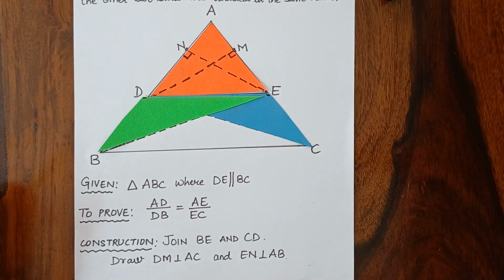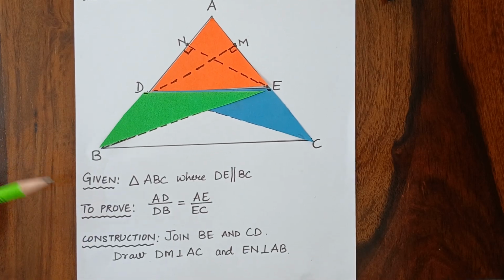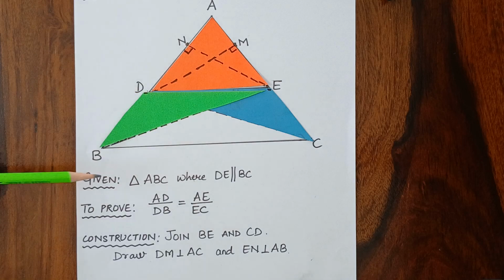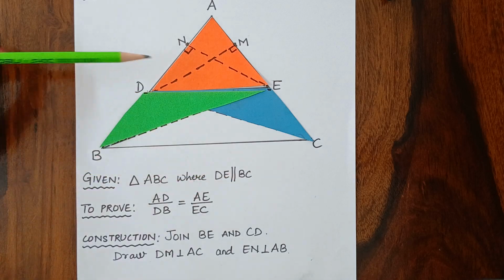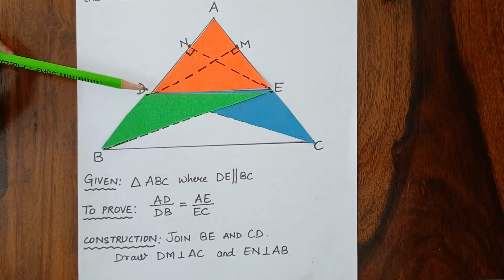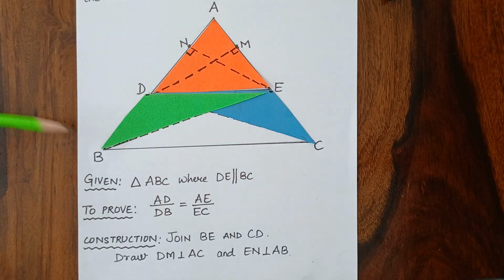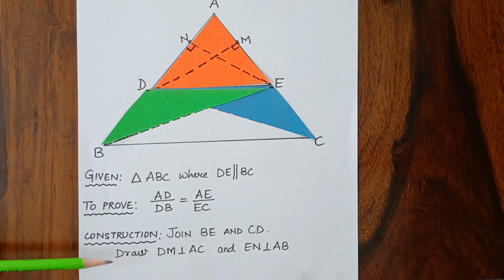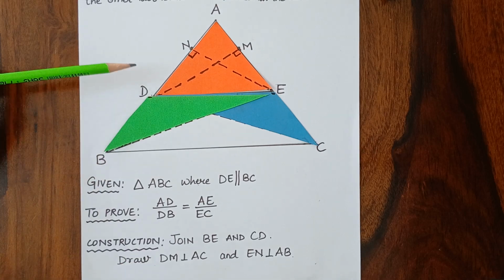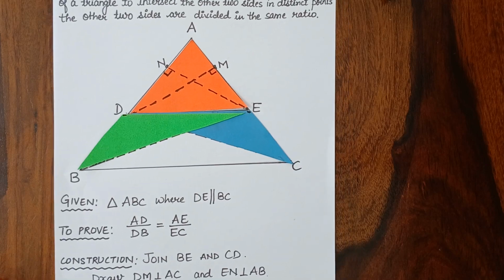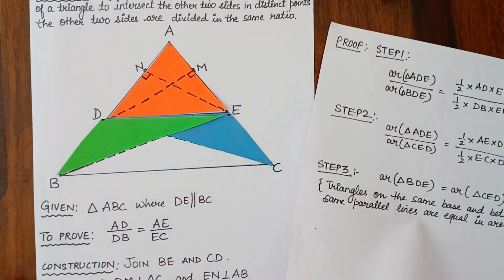So in this we need a little construction which says we need to join BE and CD and draw perpendicular DM to base AC and EN to base AB. So we need to learn these steps, which type of construction we need to do in this. Then it will be done in 3 easy steps.